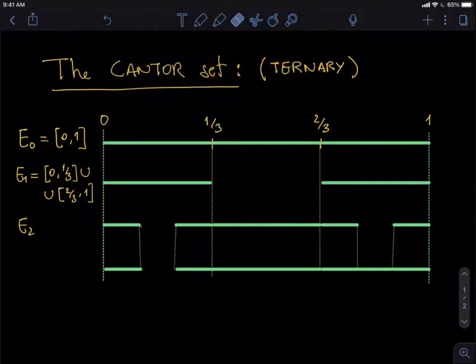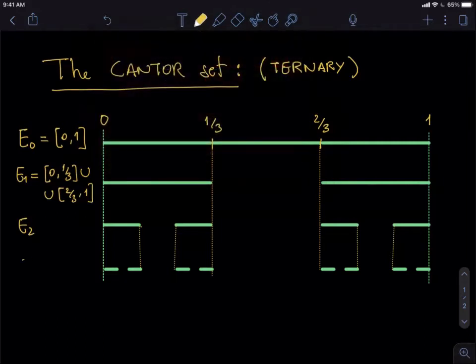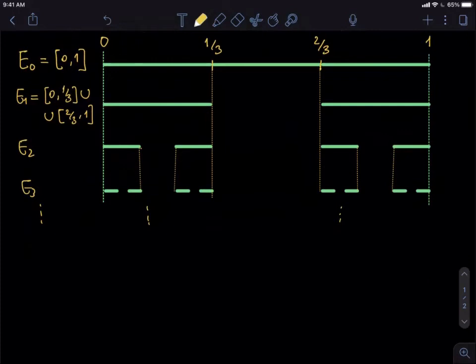So now, of course, all the segments that I remove, they are already out for good. Okay. And now again, I remove the middle segments. And I keep doing this. This would be my E3. And I keep doing this over and over and over. Okay, these are just a few generations. And eventually the set becomes very sparse.